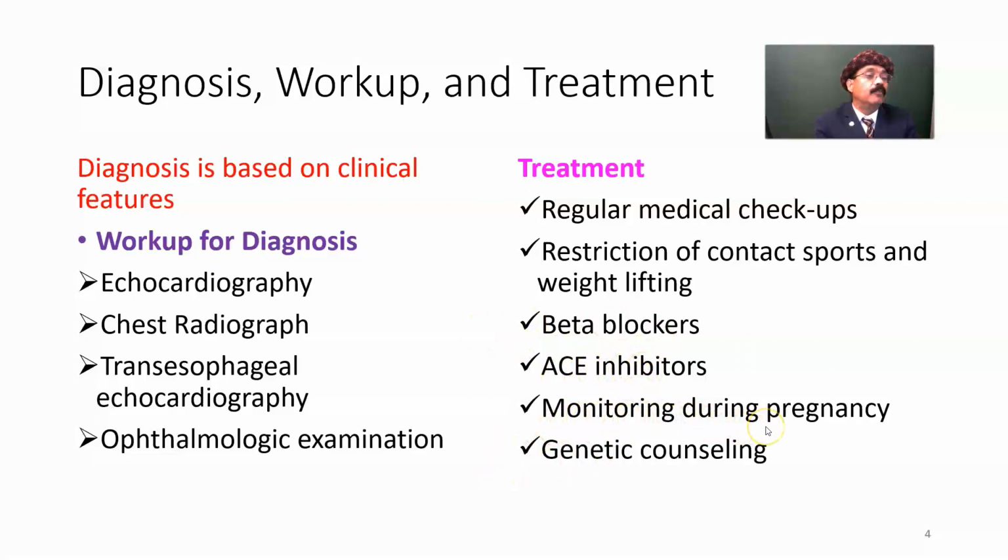Monitoring during pregnancy. During pregnancy, there will be hemodynamic changes and more body fluid that may damage the aortic aneurysm, or may cause damage in other places. So monitoring during pregnancy and genetic counseling are needed, because it is an autosomal dominant disease, there is a 50% chance for the babies from those parents. If at least one parent has the defect, that autosomal dominant defect may be transmitted to 50% of children.